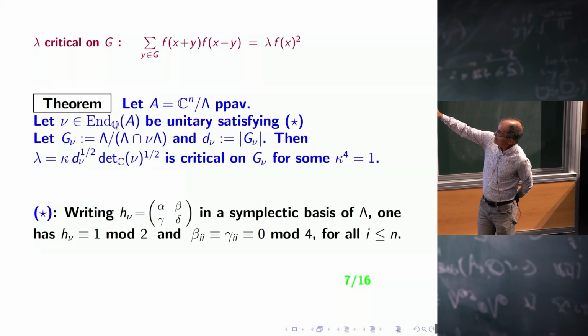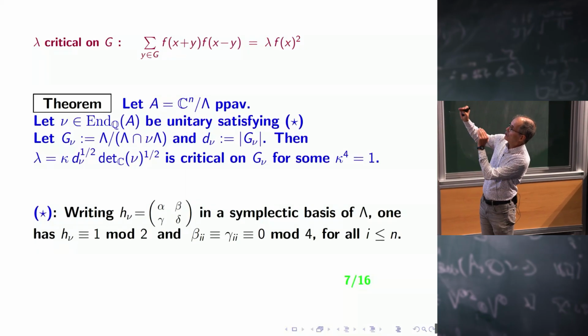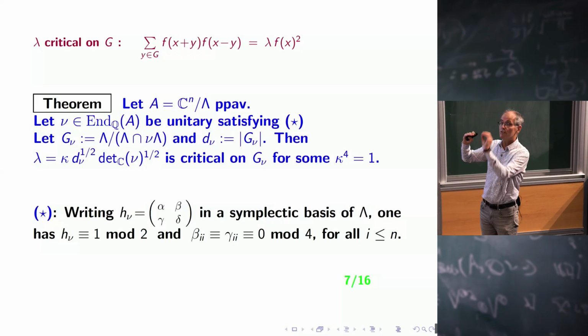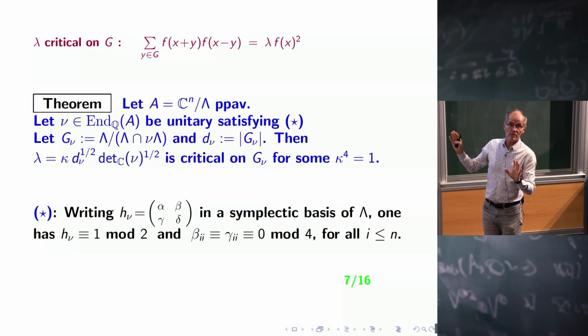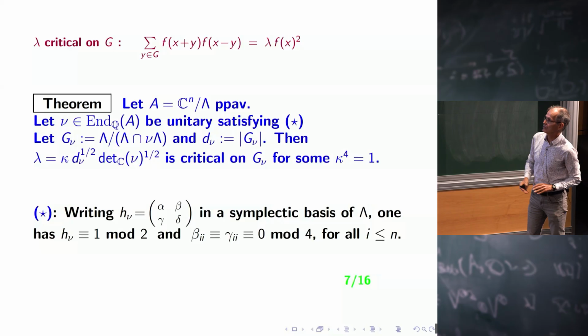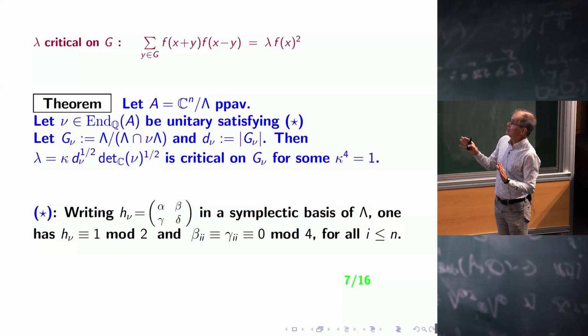So here I have to say what I mean because I'm writing a congruence condition for a rational number. So a rational number is P over Q. I say that P over Q is equal to 0 mod 2 if P is even and Q is odd. Okay, that's what I mean by this kind of condition. So that's the theorem.